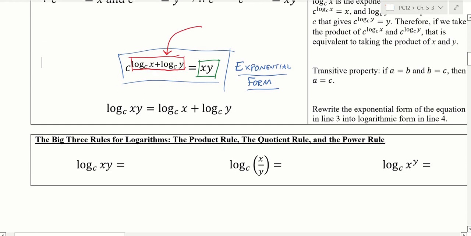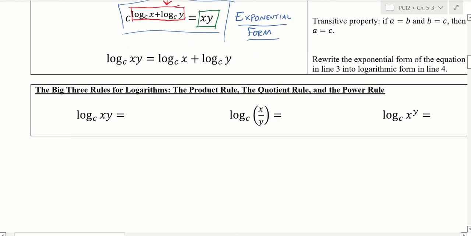Now, what we could say here is that the logarithm of some product is really just equal to the sum of the logarithms of the factors of that product, right? So here we have a product with factors x and y. The logarithm of this product of factors is simply the sum of the logarithms of each of those factors. So that's what we call the product rule for logarithms.